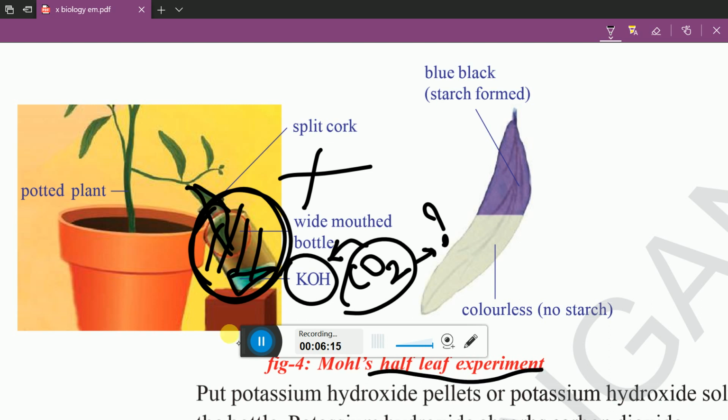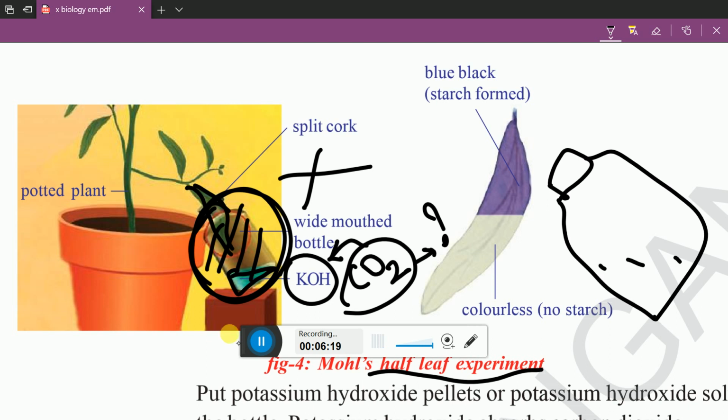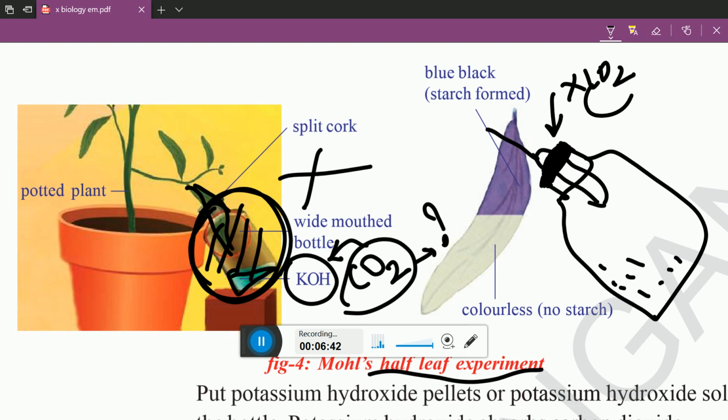For that, first we need to fill potassium hydroxide solution, and then we need to insert the leaf in such a manner that half of the leaf will be outside and half of the leaf will be inside. If any openings are there, we need to close them with the help of grease or Vaseline or ghee, vanaspati, anything. Then the area will be blocked, so there will be no entry for carbon dioxide.